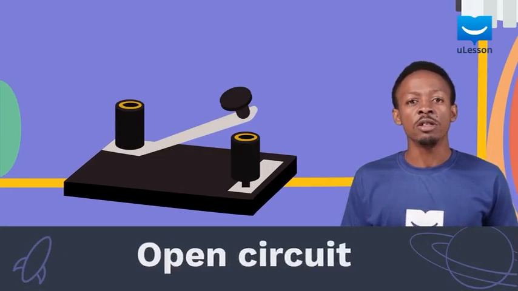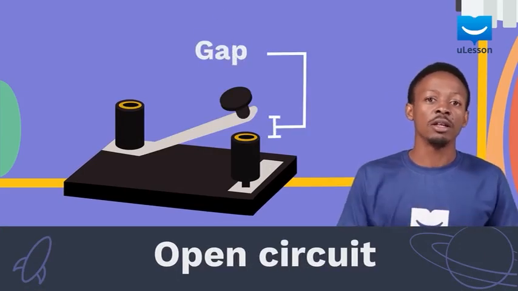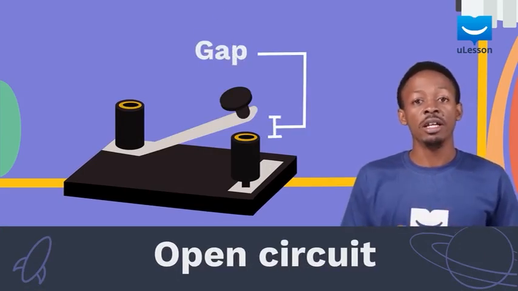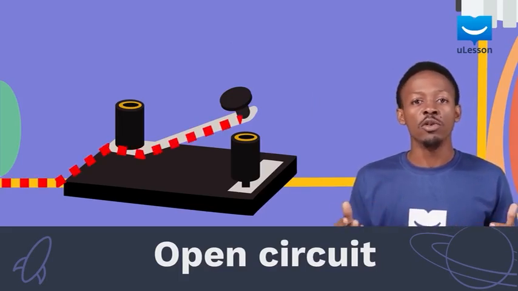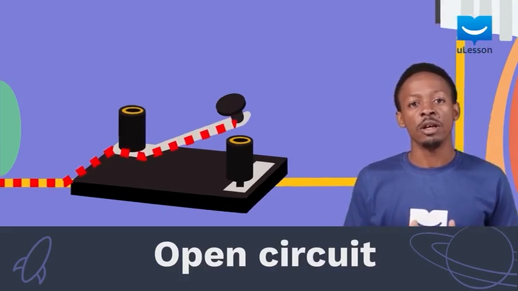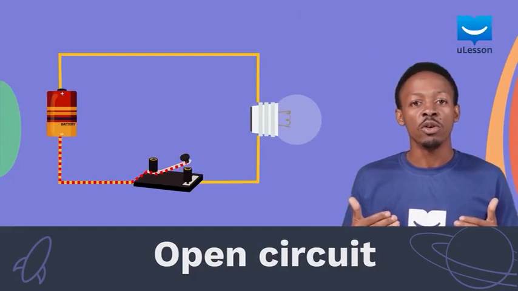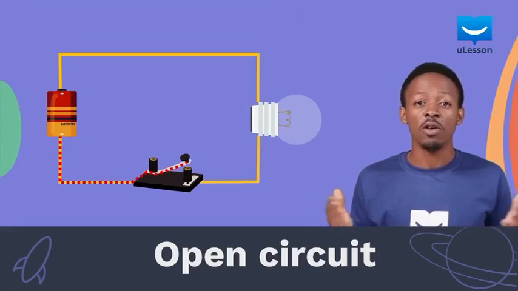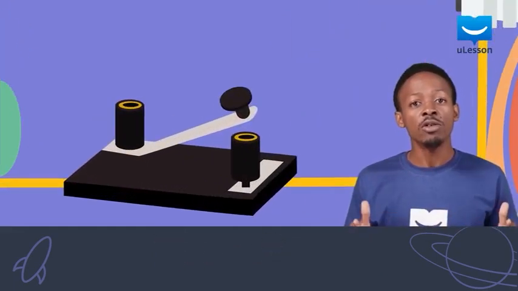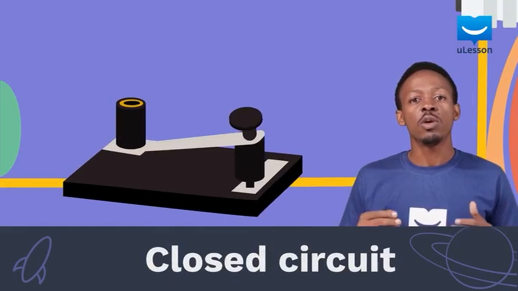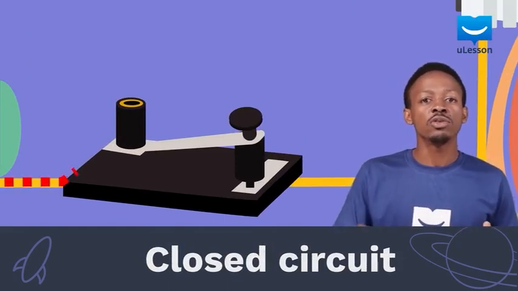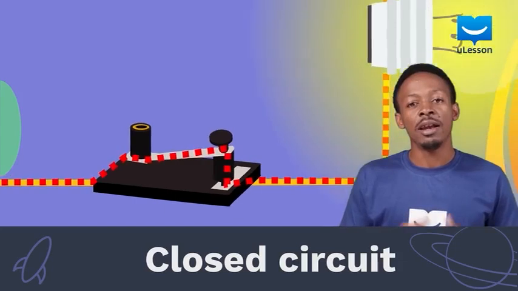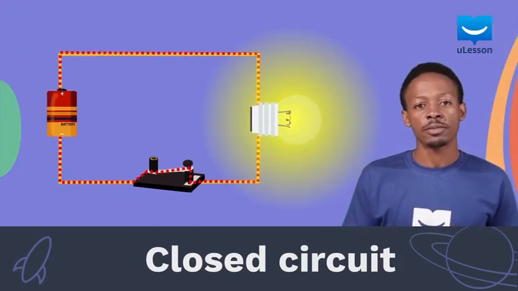An open circuit is one where there's a gap in the conducting path, meaning that the key is open and the current cannot flow through the whole system. Because there is no flow, we can see that the bulb stays off. A closed circuit, on the other hand, is one where there's no gap in the conducting path, and current flows through the entire system, lighting up our bulb.